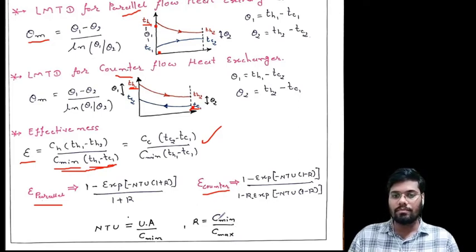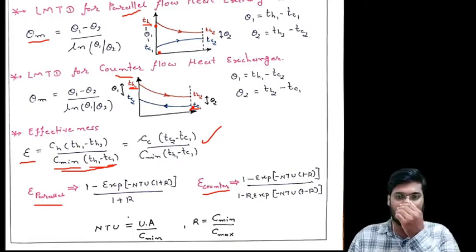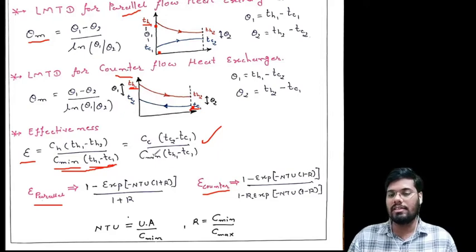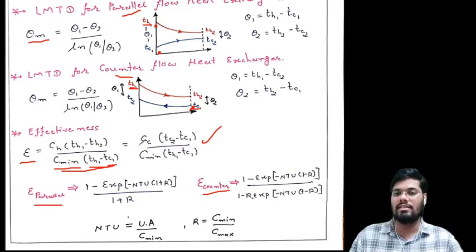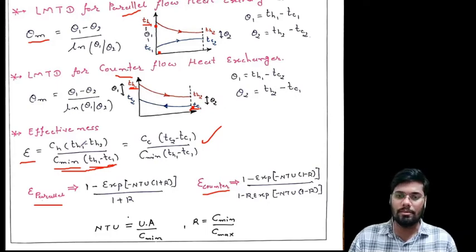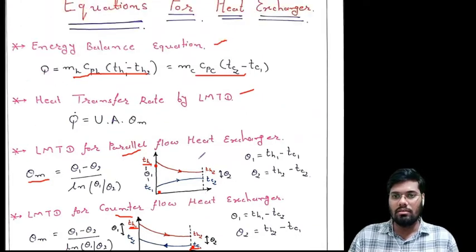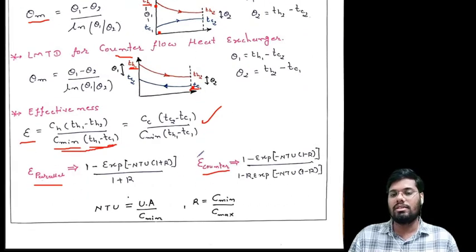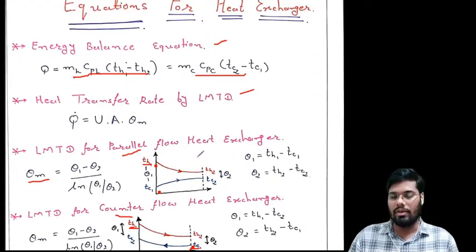And we know that C min and C max are the minimum heat capacity and maximum heat capacity from C_h and C_c. Whichever value is lower becomes C minimum and whichever value is maximum becomes C max. So if C_h is less than C_c, then C_h would be C minimum and C_c would be C maximum. If C_c is less than C_h, then C_c would be C minimum and C_h would be C maximum. So only these 7 to 8 equations are required to solve any numerical of heat exchanger.